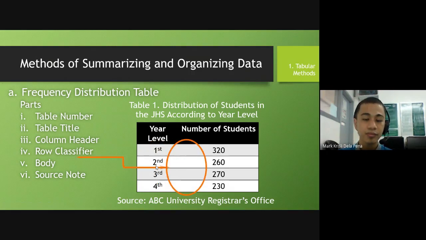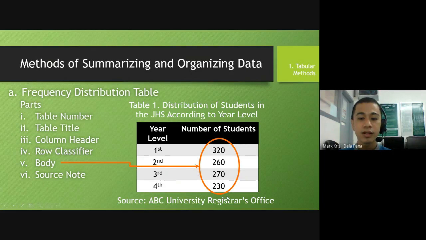Then you have the body. This is the body, or the numbers. If you have multiple columns, for example 3 to 4 or more columns, the body would be from the second column until the last column, excluding the header, of course.